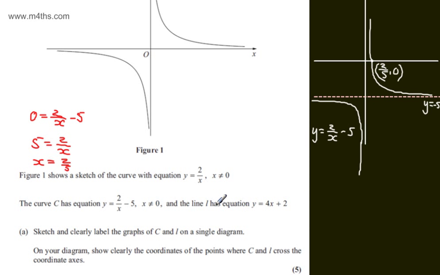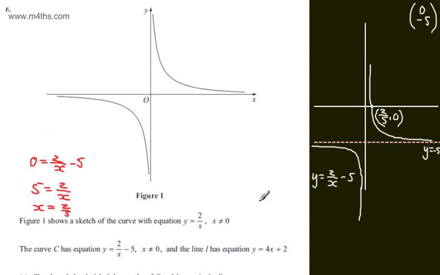We now need to draw L. L is just a straight line. It's 4x plus 2. So what we're going to have then is a gradient of 4 and a y-intercept of 2. So if we go ahead and do that, we can place that on, and it will look something like so. So we'll come across, and it will do, give or take, something like this. So that is a rough sketch.